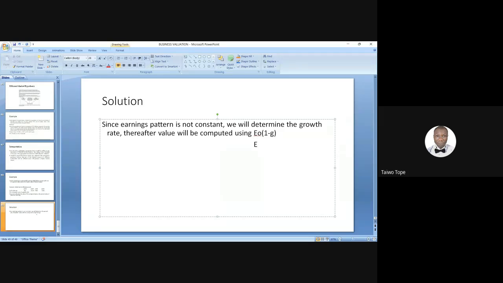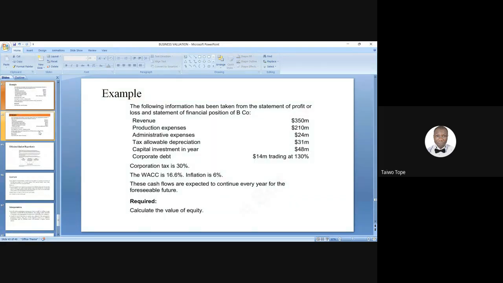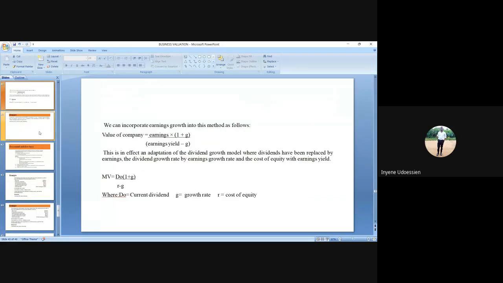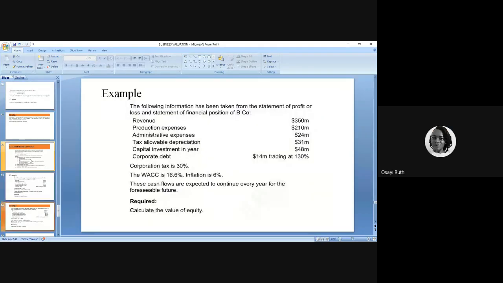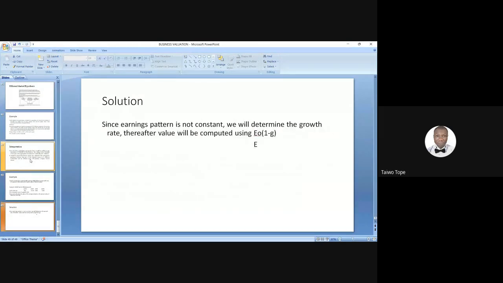We divide that by, what is that formula we put here? Earning yield, R minus E. Divide that by EY, EY minus what? Minus G. But the growth rate, how do you determine the growth rate?